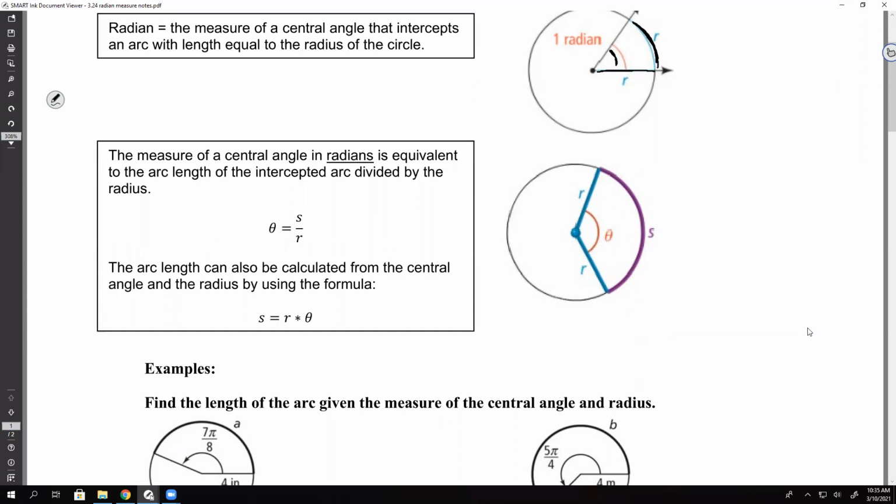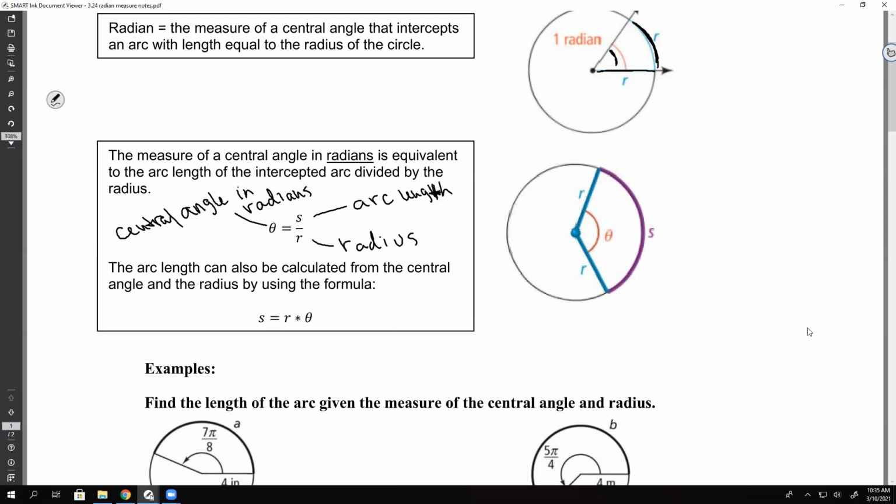First thing, the measure of a central angle in radians is equivalent to the arc length of the intercepted arc divided by the radius. So theta, your angle in radians, and this is very important, your central angle in radians, is equal to the arc length, S, divided by R, the radius.